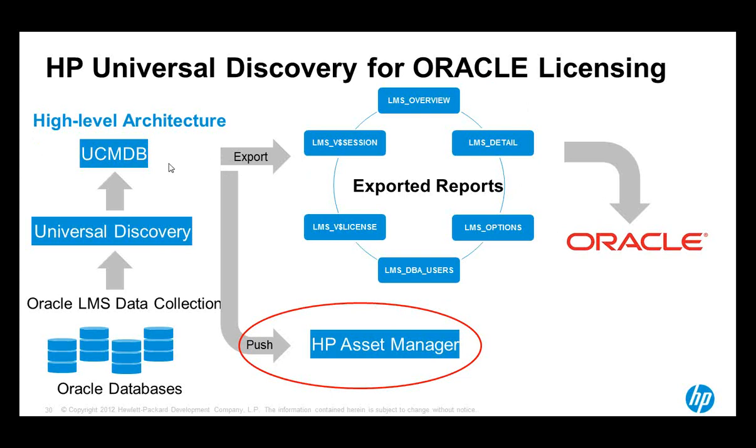And UD, or UCMDB, will also push the data to Asset Manager. And the big thing is, with UD you get the inventory data, the best-of-breed information on the Oracle servers. But you need to do the same job as the one Oracle will do during an audit. You need to do the compliance report on top of this, using the Oracle licensing rules, for instance, for the core factor licenses. So we are going to have an example on this specific licensing.